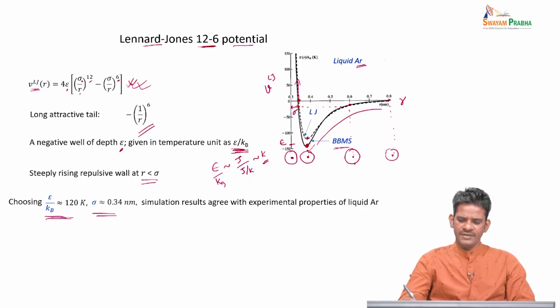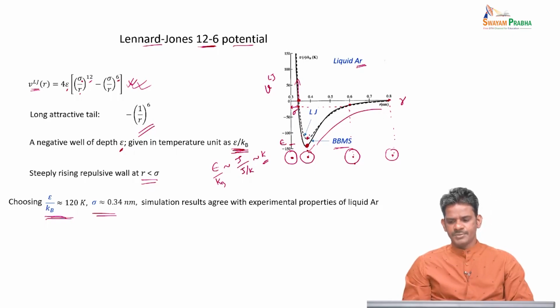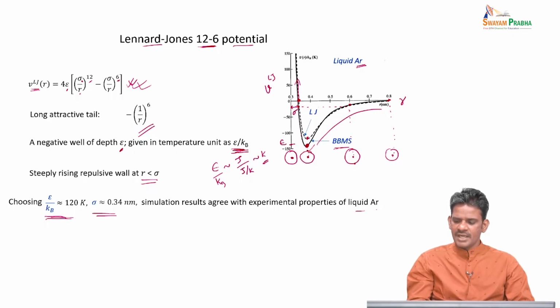So even though there is a small difference between the experimentally predicted potential and the Lennard-Jones potential, the collective behavior of the system, the experimental results, agree very well with the simulations, at least for liquid argon.